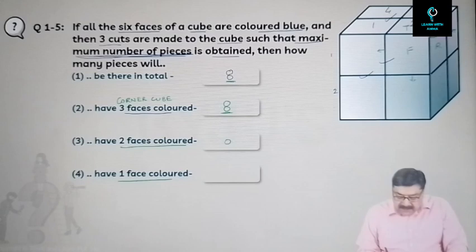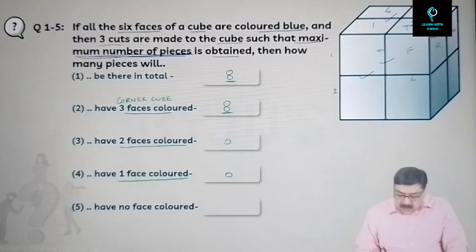Is there any piece which has 1 face colored? Only 1 face colored? Well, again not. We have accounted for all the 8 pieces. Each one of them has 3 faces colored. Similarly, no face colored, no chance, 0 again.